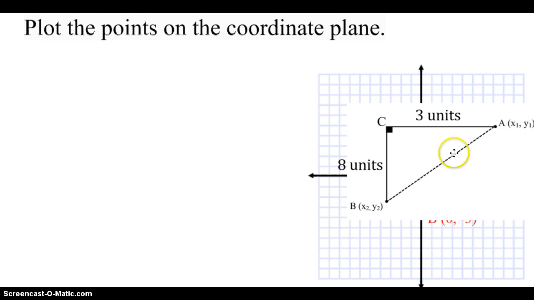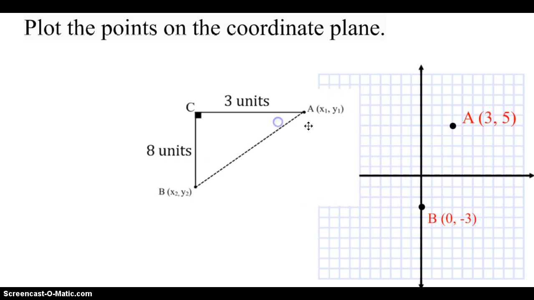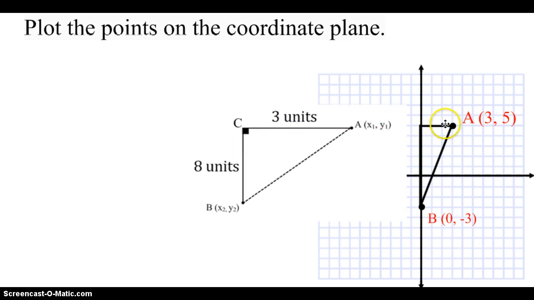If I pull this out and put it right on top of where my points are, this would be A and this would be B. If I need to connect them, I have to make a right triangle. It's exactly the same picture. I would know that my horizontal distance along the top is a difference of 3, and that my vertical distance is 8 up or down.